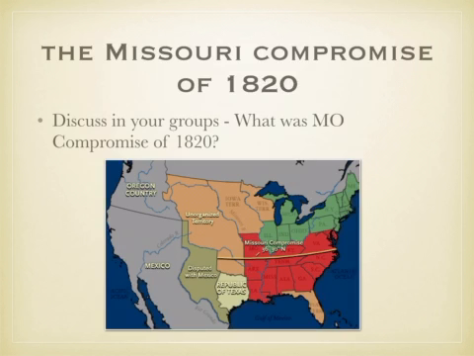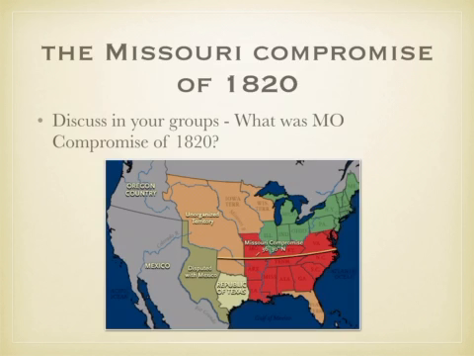The Missouri Compromise of 1820 stated that Missouri would enter the Union as a slave state and the Northern Territory of Maine would enter the Union as a free state. The Missouri Compromise also established an imaginary line north of the 36th parallel, which we can see in the photo here. This line runs approximately along the southern border of Missouri.